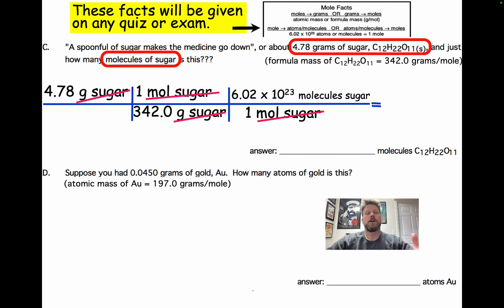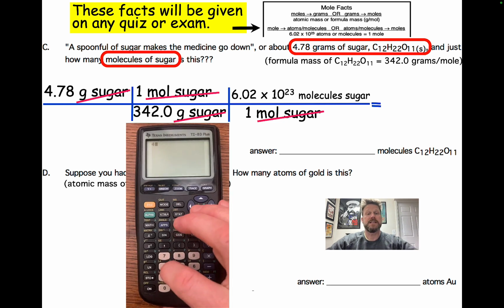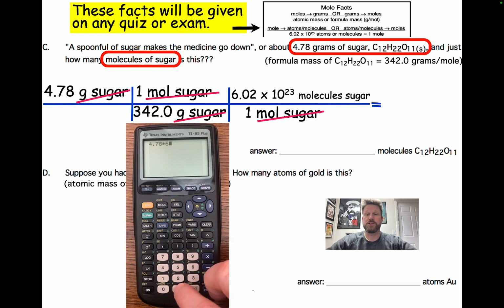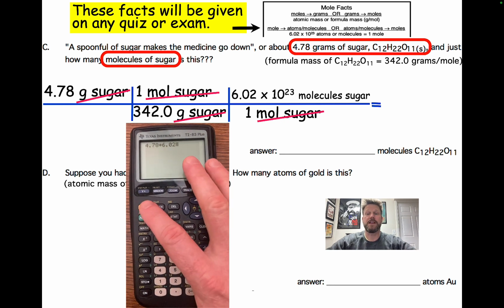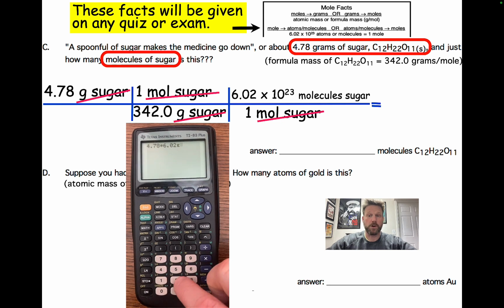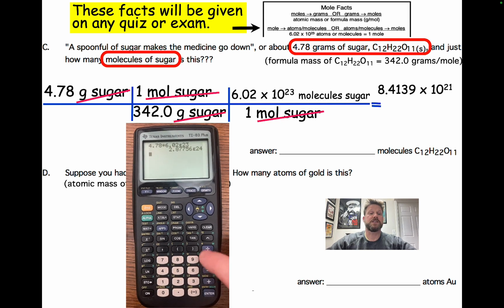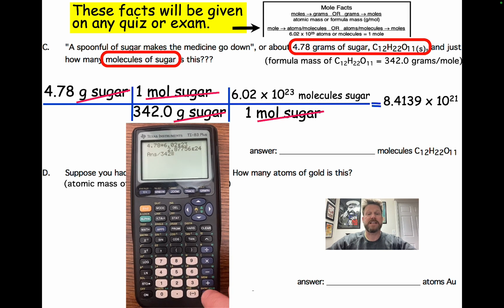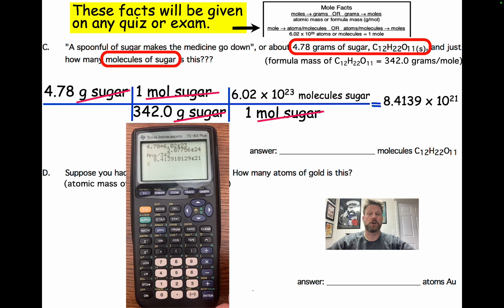Perfect. To perform the calculation, multiply the numbers on the top of the train track and divide by the numbers on the bottom of the train track. In this case, we need to multiply 4.78 times 6.02 times 10 to the 23rd. Then divide by 342. This calculation gives a very large number, 8.4139 times 10 to the 21st molecules of sugar.